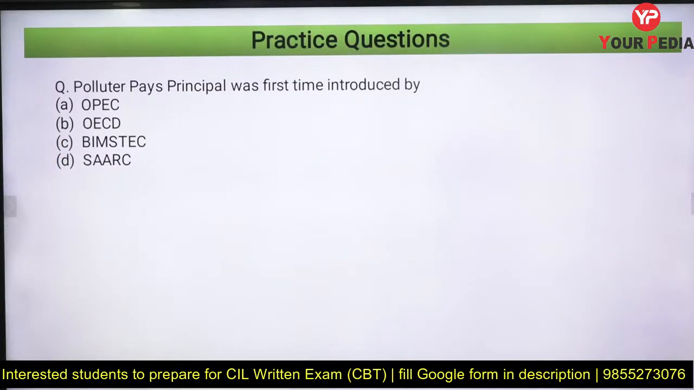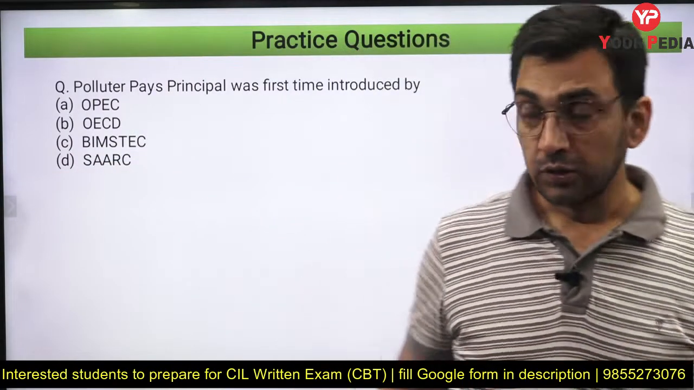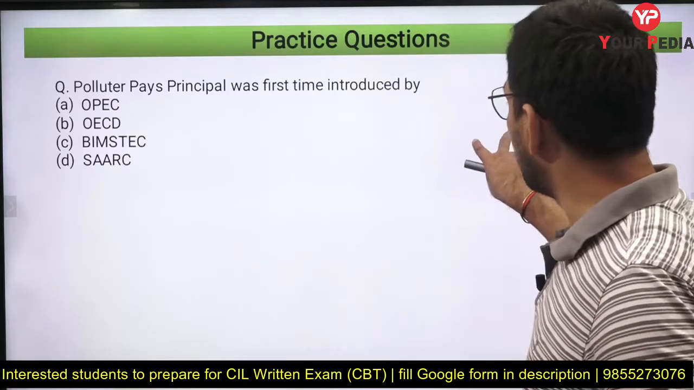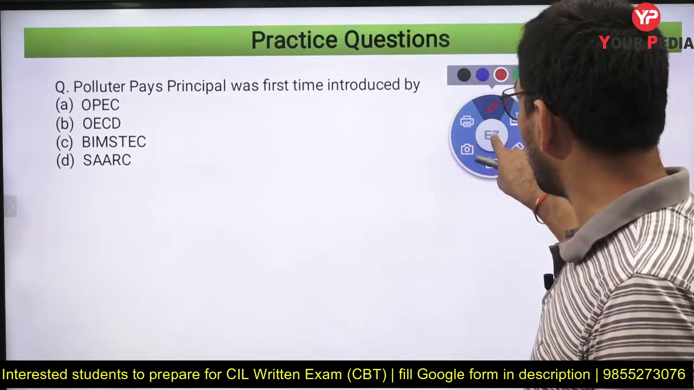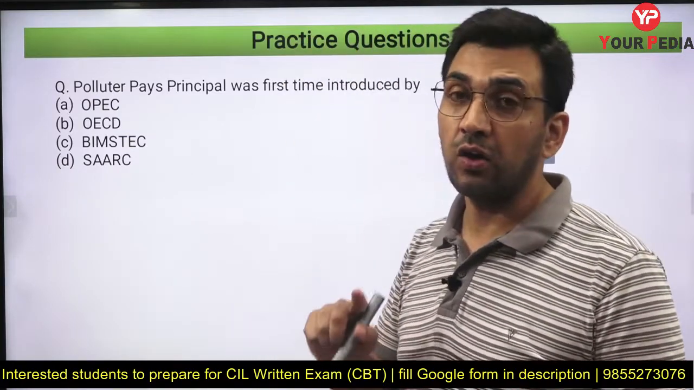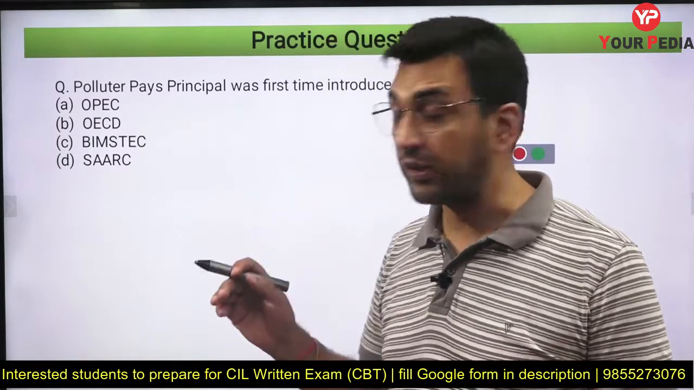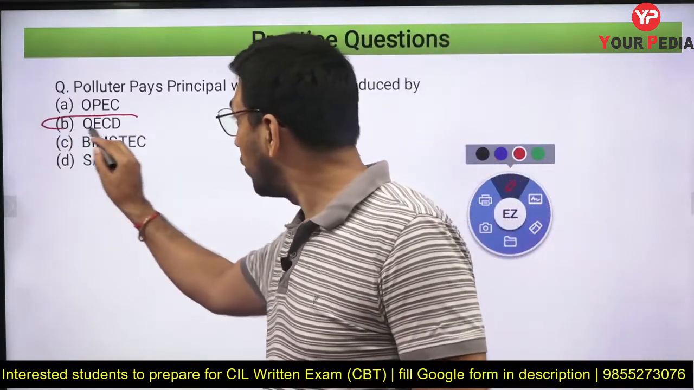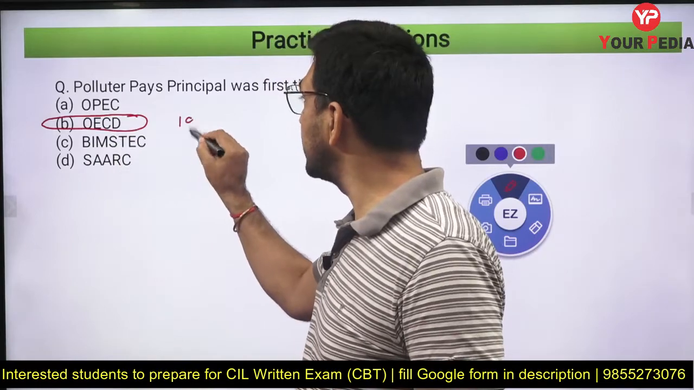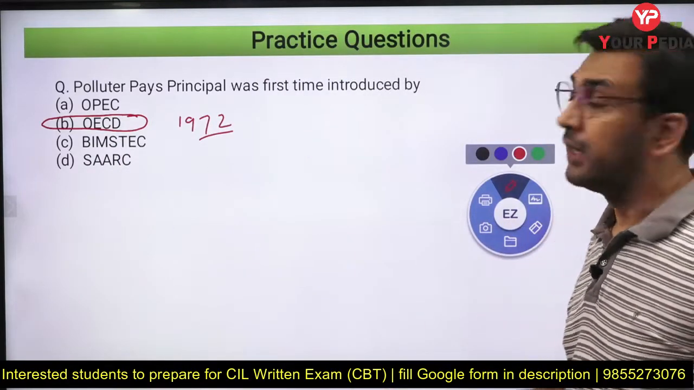If we go through this: the polluter pays principle was introduced for the first time by which of these organizations? If you can recall, I mentioned it was first introduced by the Organization for Economic Cooperation and Development, OECD, in 1972.